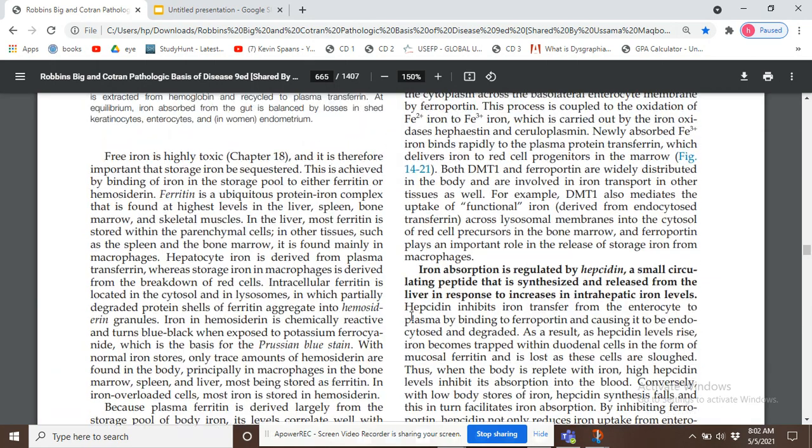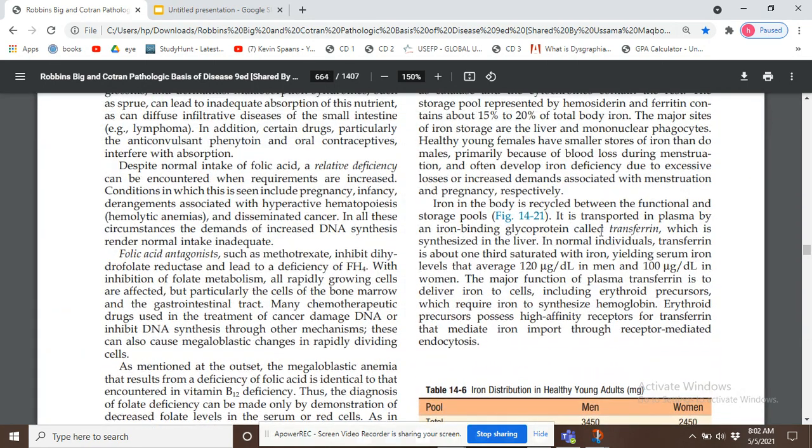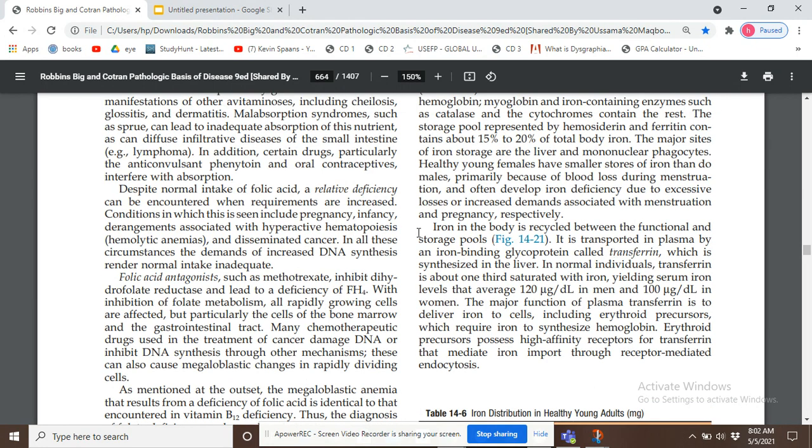so here they have talked about transferrin. Transferrin is an iron binding protein. Let's see what it says. Iron in the body is recycled between functional and storage pools. It is transported in the plasma by the iron binding protein called transferrin. This transferrin transfers iron to the liver and to the erythroid precursors. This transferrin is synthesized in the liver.